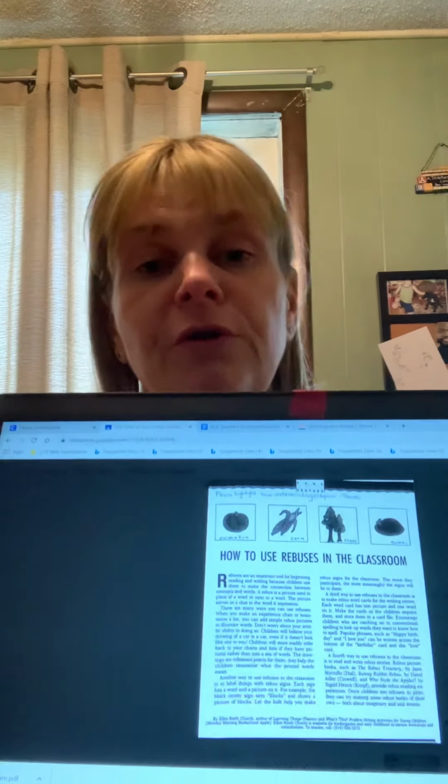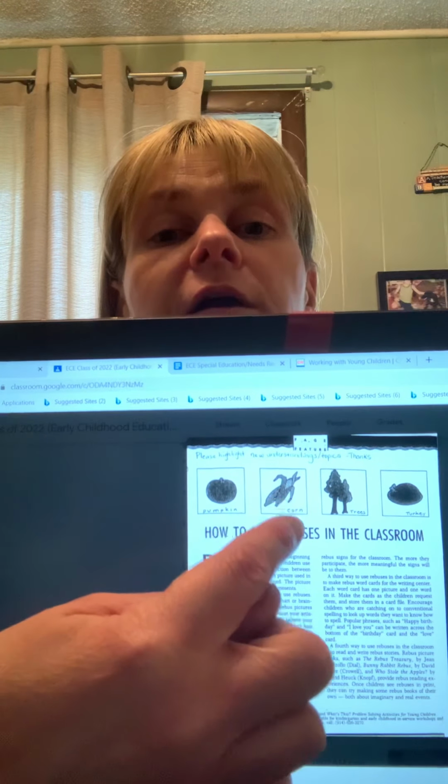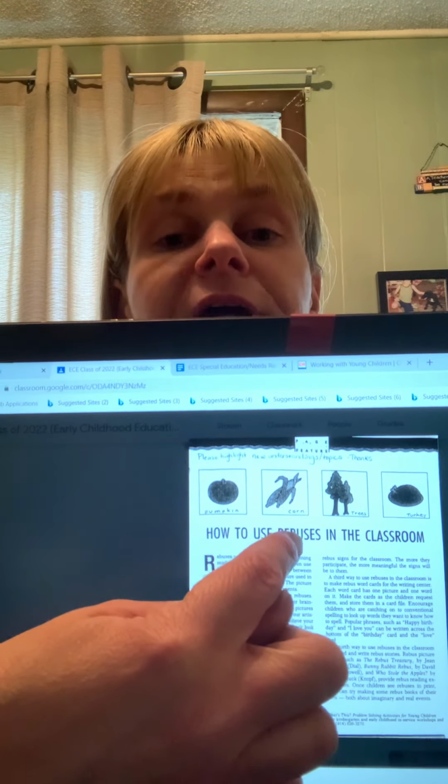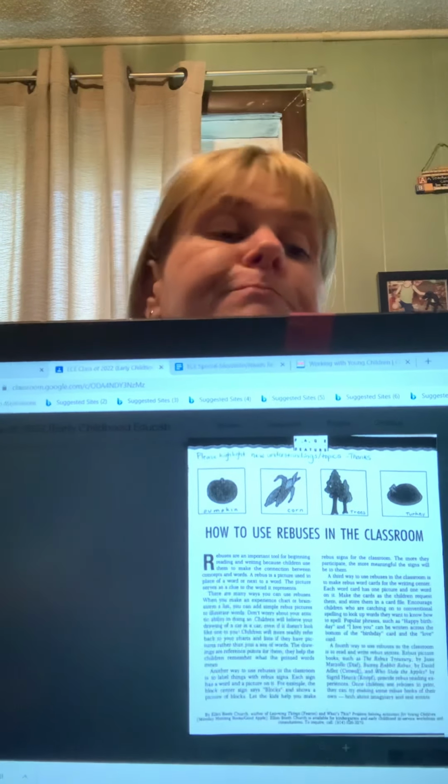Okay, it is good to label things in the classroom with rebuses and things that need to go back on a shelf. And also adding these to your word wall words and encouraging children to write the words under the picture in your writing center. So in her explanation, she shows a couple pictures of corn and the word corn under it, a turkey with the word turkey under it.